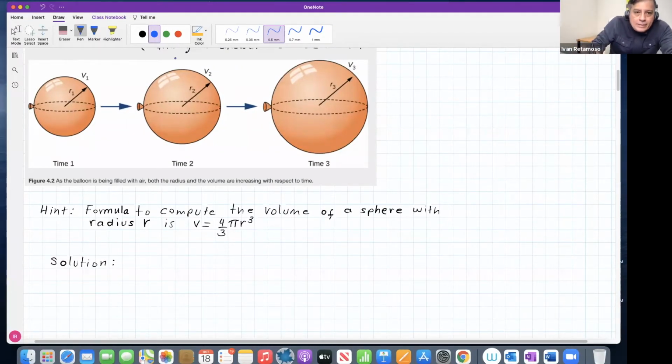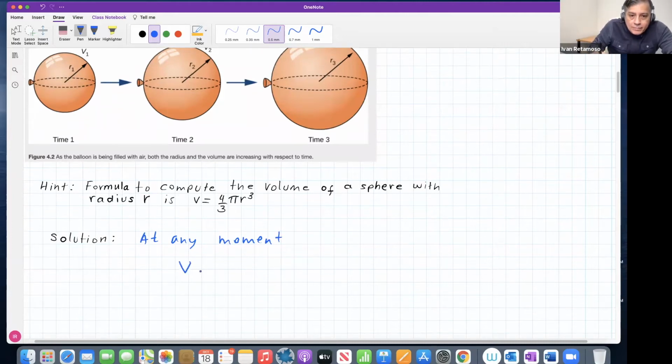You start by saying, at any moment, the following is true. The volume is equal to 4/3 pi r cubed, because we're assuming that the balloon is being inflated following a spherical shape.